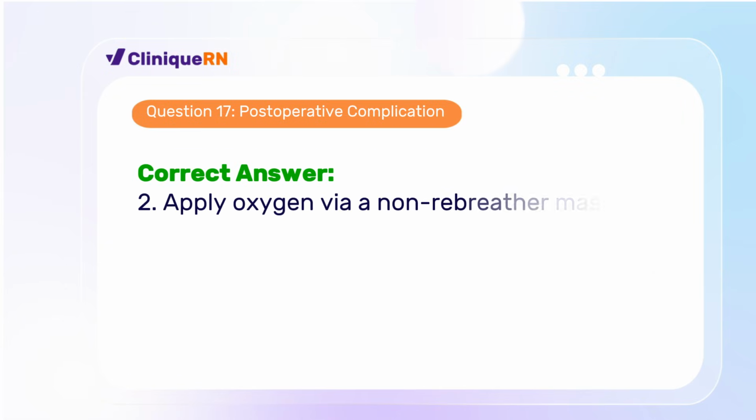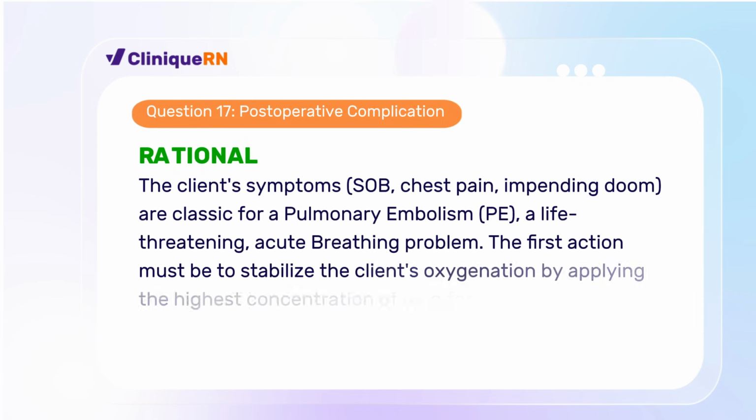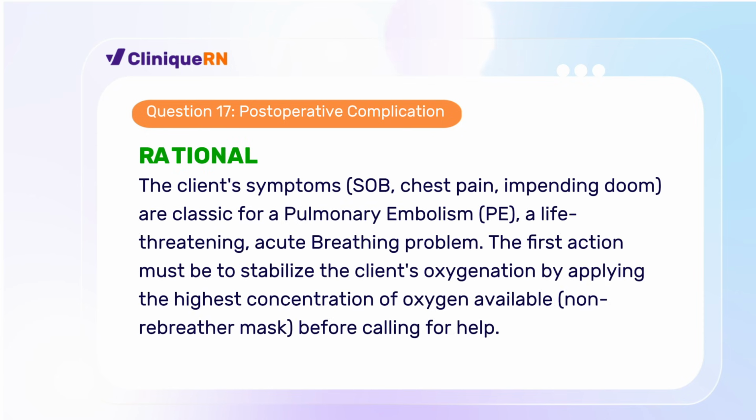The correct answer is 2. Apply oxygen via a non-rebreather mask. Rationale. The client's symptoms, SOB, chest pain, impending doom, are classic for a pulmonary embolism, PE, a life-threatening, acute breathing problem. The first action must be to stabilize the client's oxygenation by applying the highest concentration of oxygen available, non-rebreather mask, before calling for help.